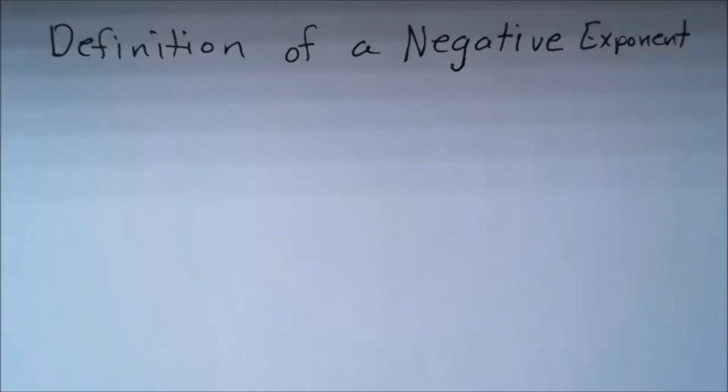Alright, here we're going to look at the definition of a negative exponent. Now, I told you in an earlier video that you may end up with an answer that has a negative exponent once you've done the quotient rule, and that you would have to convert it into a positive exponent. And this is going to show you how to do that. So let me give you an example of one like that.